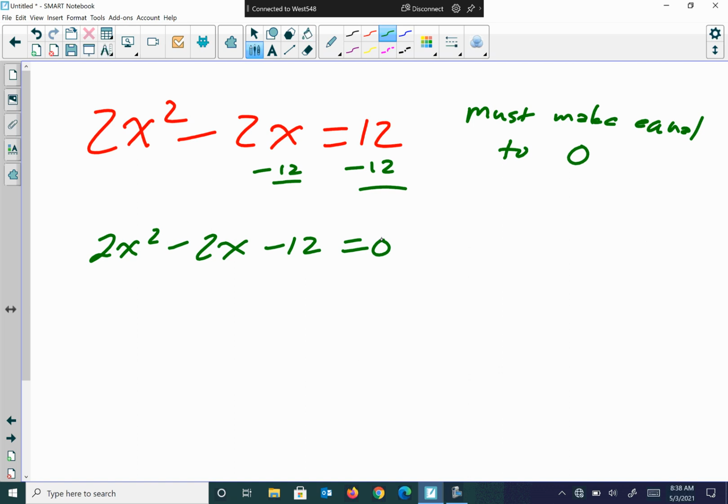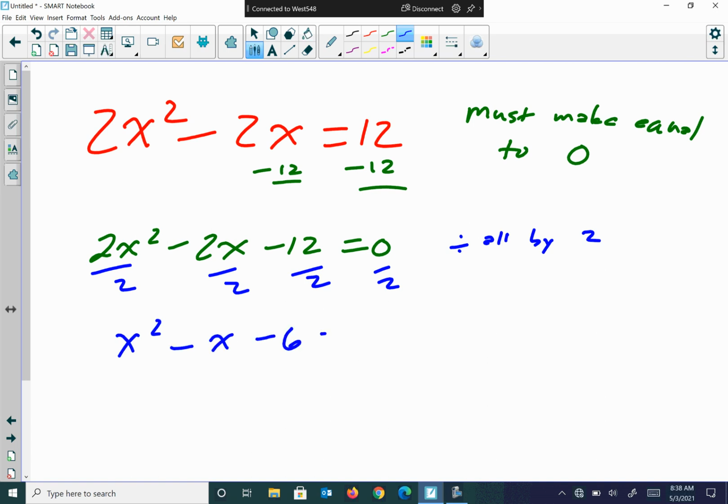Now, to make it a little simpler, my friends, can I divide everything by 2? Yes. Yeah, it'll make it smaller. Now, it's still the same answer, but I'm going to divide all by 2. And if I do that, it's very possible that it might be able to factor. I think we can factor it.